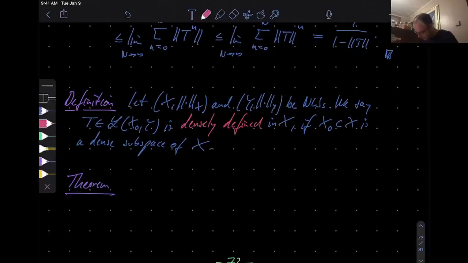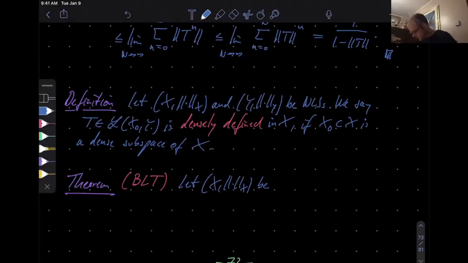Theorem BLT, bounded linear transformations. Let X be a NLS. Okay, and by the way, what you should of course keep in mind is that one result in the metric space module was about if you have a metric space and it's not complete, then you can sort of lift it to a complete metric space.